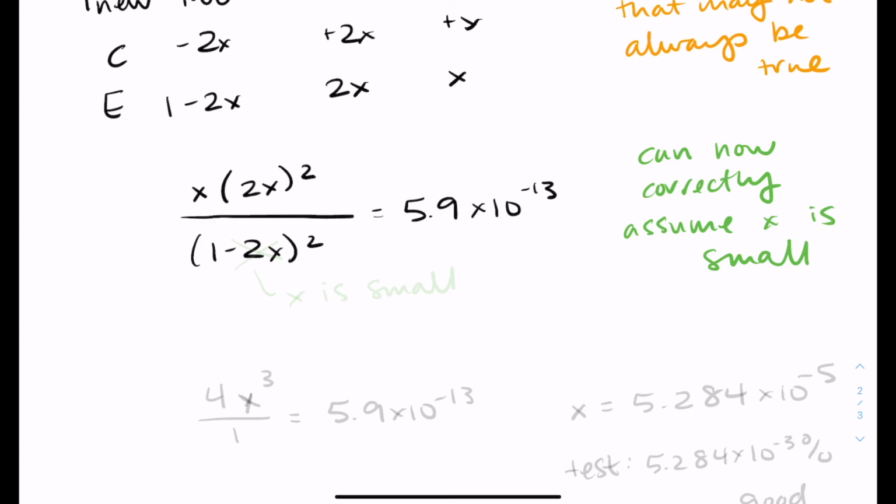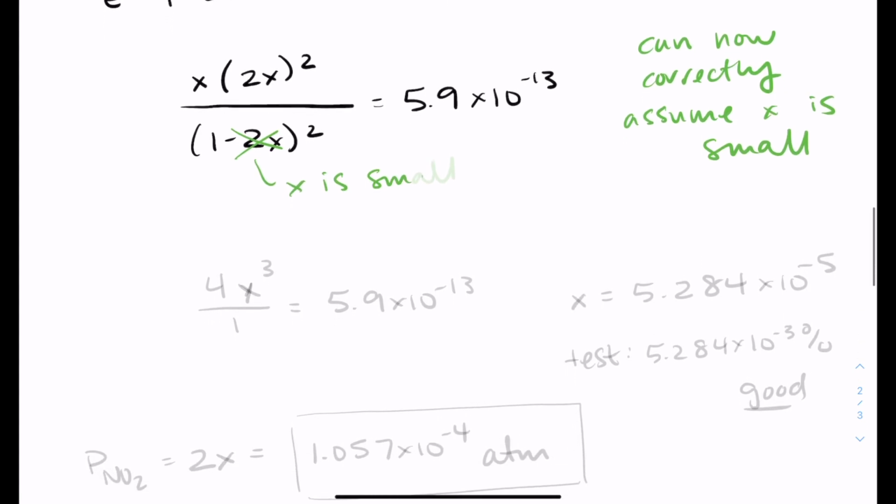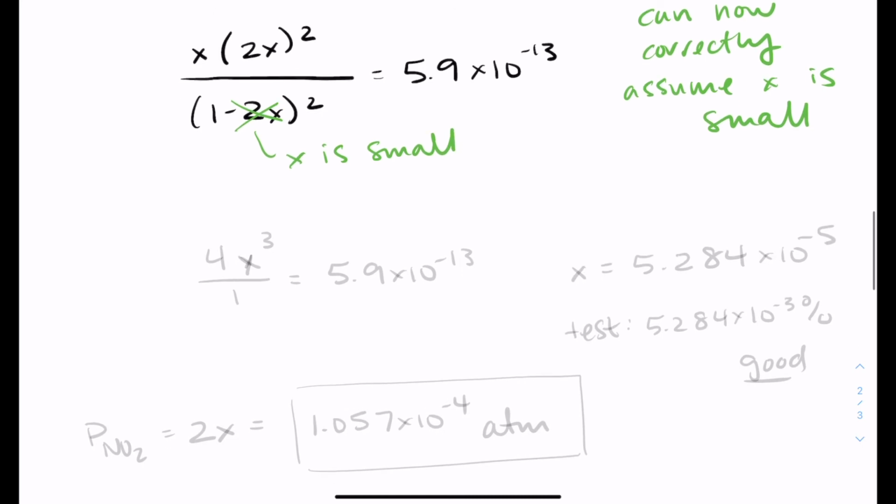This leaves me with 4x cubed is equal to 5.9 times 10 to the minus 13th. I'm still left with an x cubed, but I can solve this on these calculators. X is 5.284 times 10 to the minus 5th. If you test this, it's a great assumption. The percentage is on the order of 10 to the minus 3rd percent.